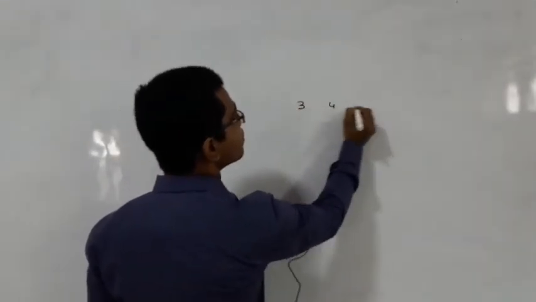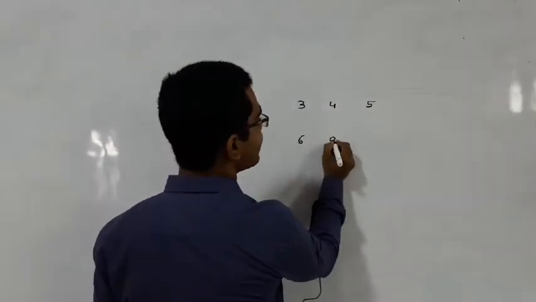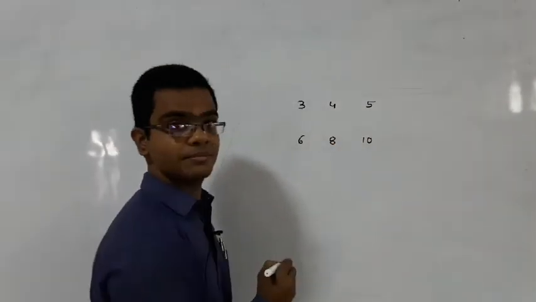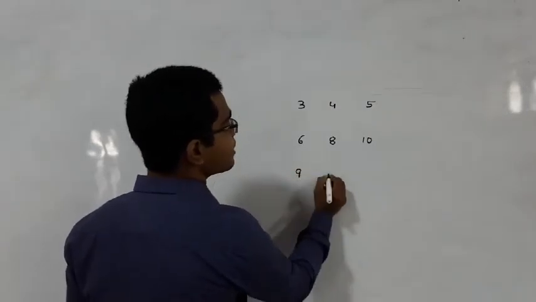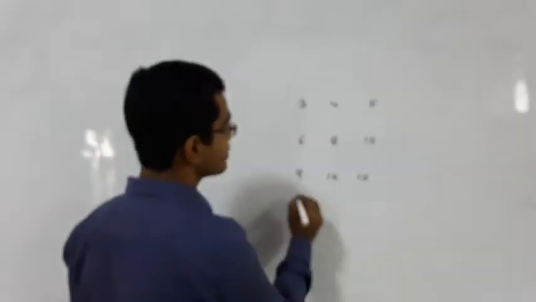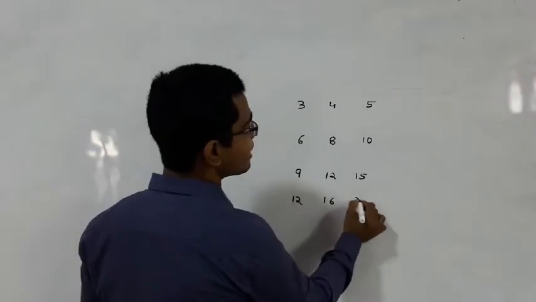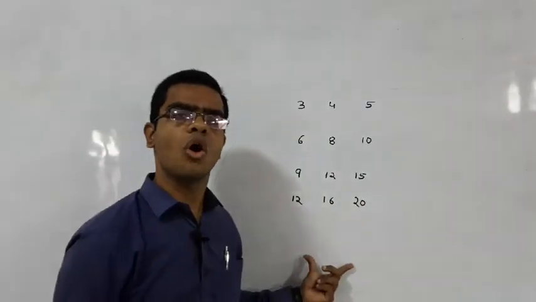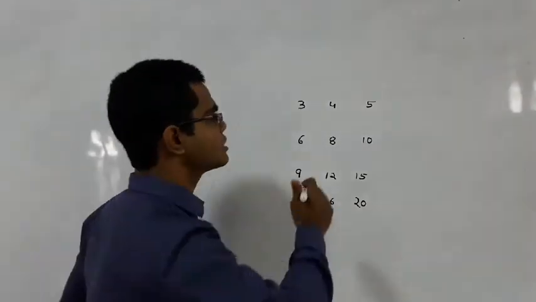3, 4, 5 is a Pythagoras triplet. 6, 8, 10 is a Pythagoras triplet. 9, 12, 15 is a Pythagoras triplet. 12, 16, 20 is a Pythagoras triplet. What is the common thing between all of these? Very simple to know this.